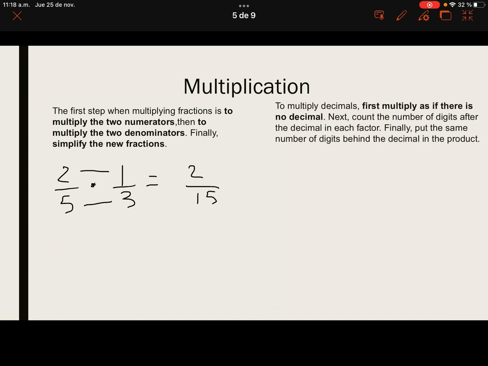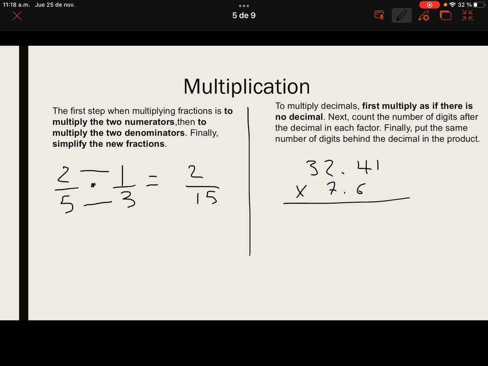Okay, now what about decimals? To multiply decimals, first multiply as if there is no decimal. Next, count the number of digits after the decimal in each factor. Finally, put the same number of digits behind the decimal in the product. Let's analyze this example to understand better. 32.41 times 7.6. Okay, then multiply as usual of normal numbers.